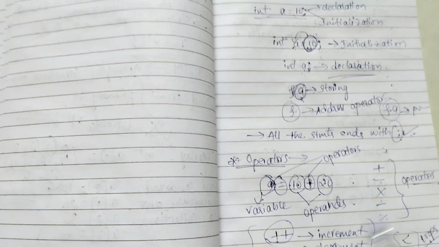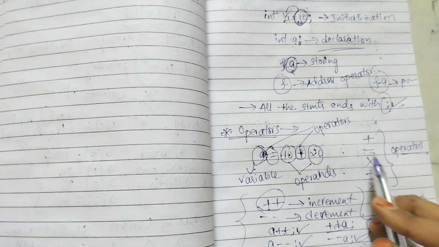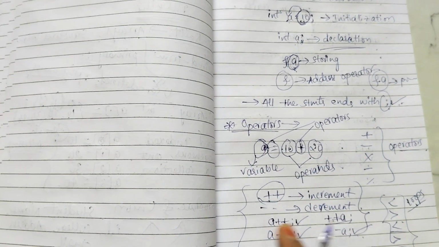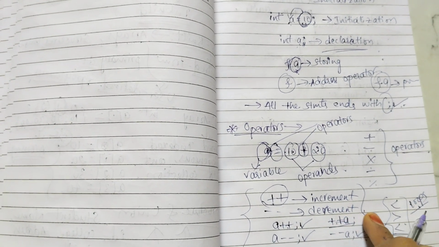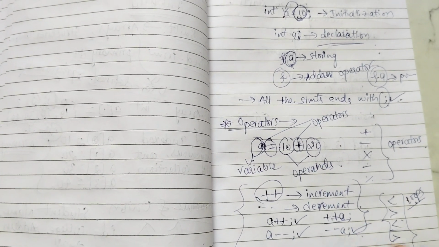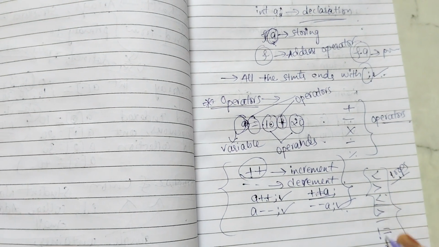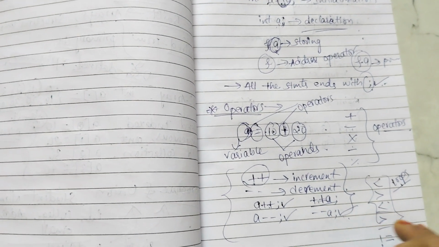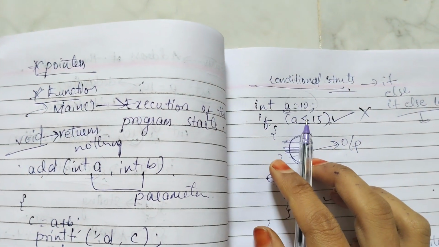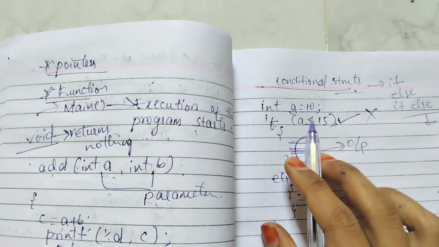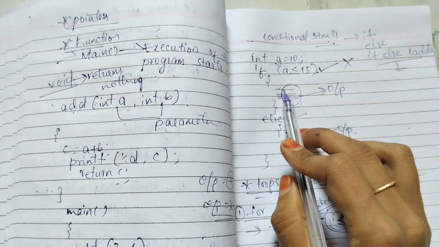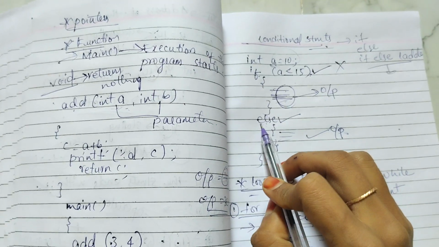We have operators, that is addition, subtraction, multiplication, division and modulus. These are all the operators. And increment, decrement, pre-increment, pre-decrement, post-increment, post-decrement we have. And there are less than or equal to, greater than or equal to, used in the conditional statements as well as the loops. You can see here a is less than or equal to 15. I have used the operator in conditional statements. If it is true, then it will execute the if block and give the output. If not, it will go to the else block and give the output of the else block.